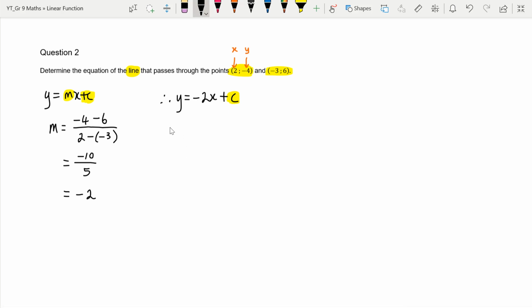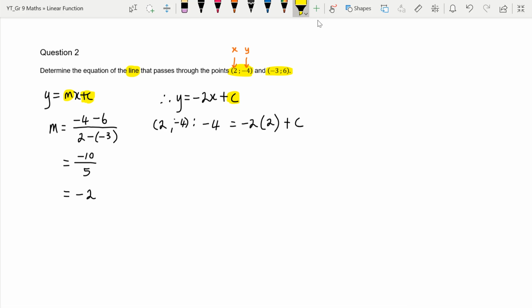So in the place of y, now let me just write it like that. We are going to substitute that point, 2 and negative 4. You can also plug in the point negative 3 and 6 because both of them are on the line. If a point is on the line, you can always go plug it in to find a missing variable. So in the place of y, let's plug in negative 4 is equal to negative 2, and in the place of x, I plug in my 2 and then plus c.